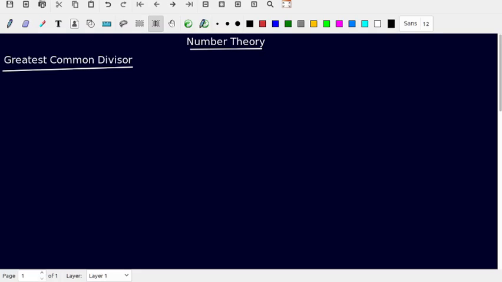In this lecture, we are going to learn the greatest common divisor. So, before defining greatest common divisor, we recall some of the properties of division. So first property which is to be recalled.